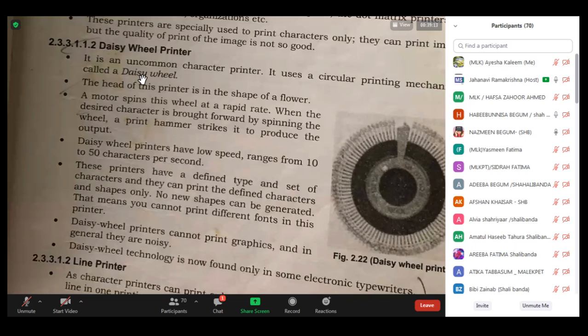Yes, ma'am. They have very low speed and range only 10 to 50 characters, that's all, because it has to circulate and then print, then circulate and then print.